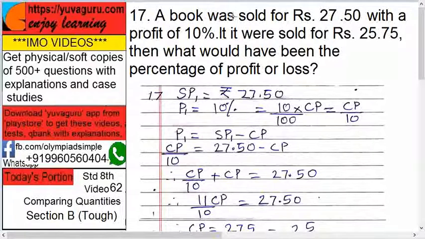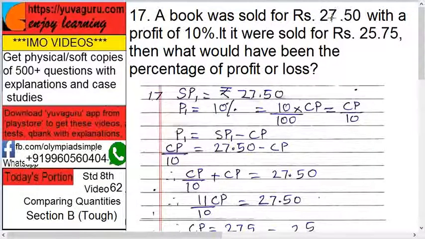Next, a book was sold for rupees 27.50 with a profit of 10%. If it were sold for rupees 25.75, then what would have been the percentage of profit or loss? See, there are two selling prices given. Means if it was sold for 27.5, then there is a profit of 10%. Now if it is sold for 25.75, then what?